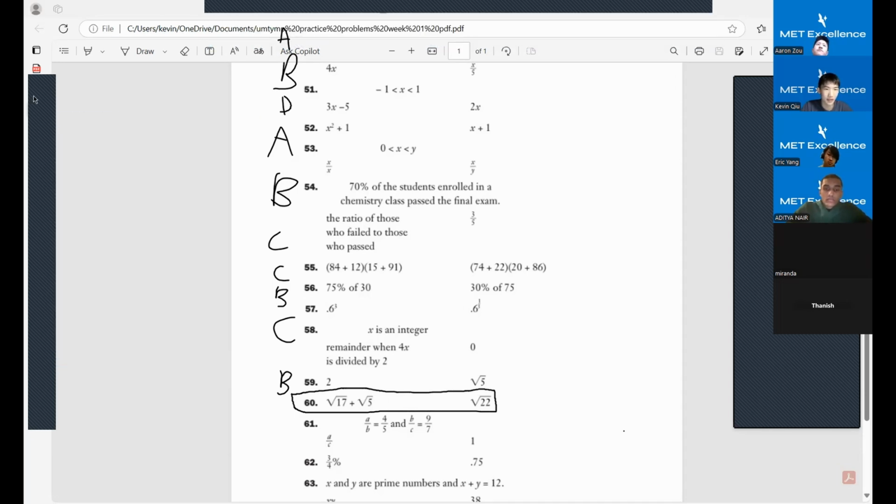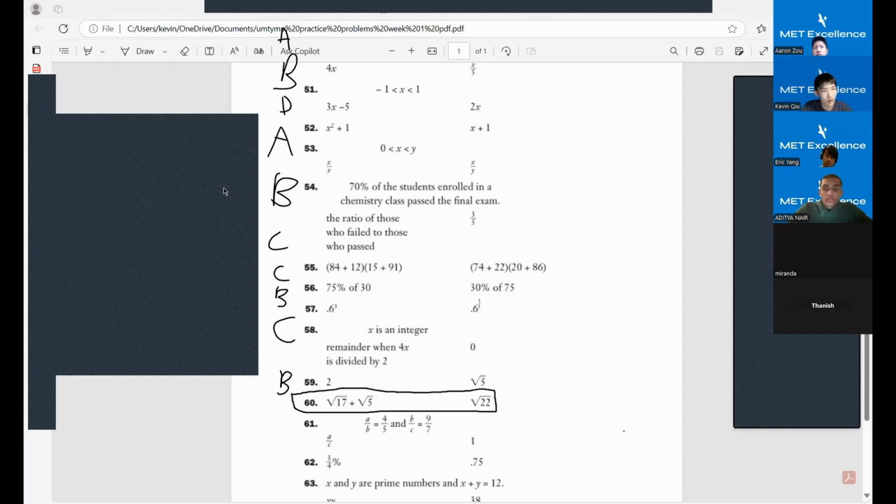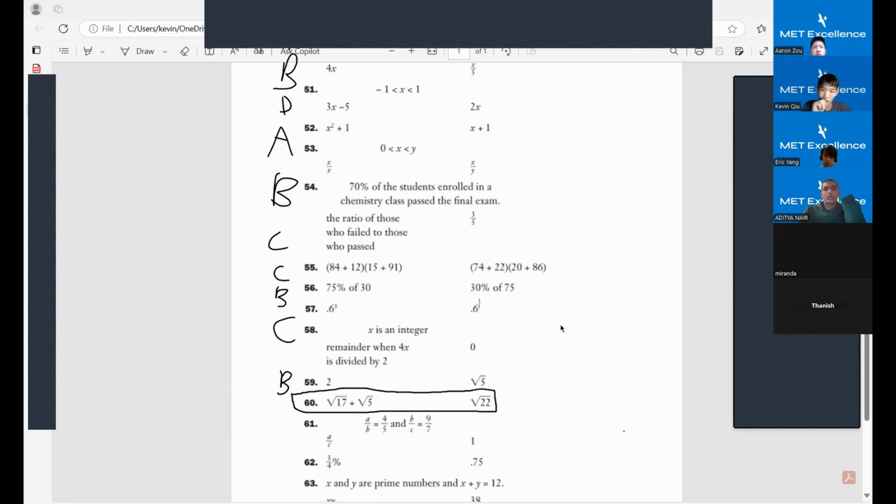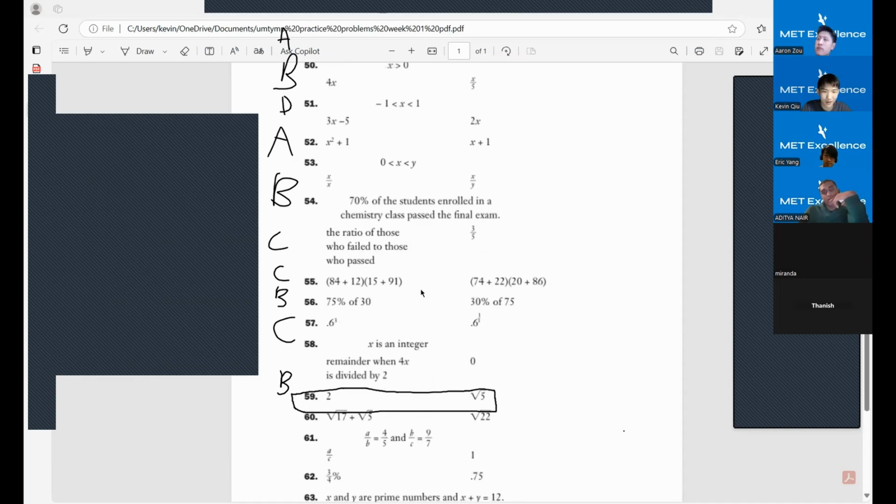Question 60 is really tricky. I'll give you guys a little more time to think.